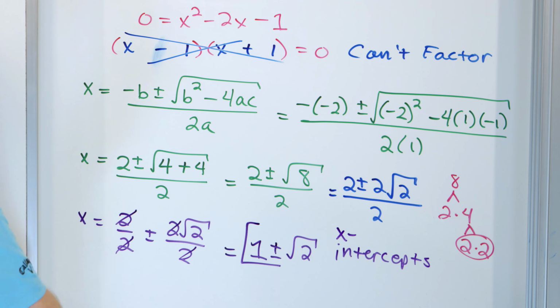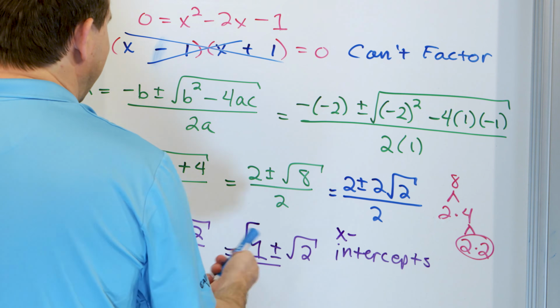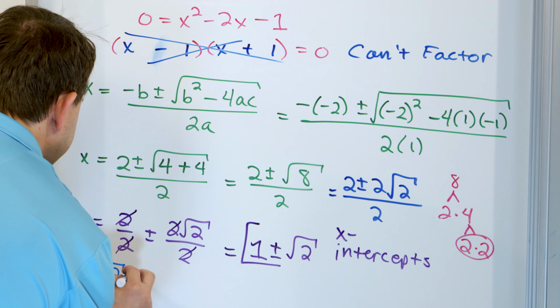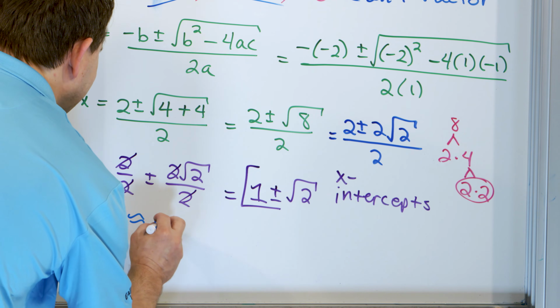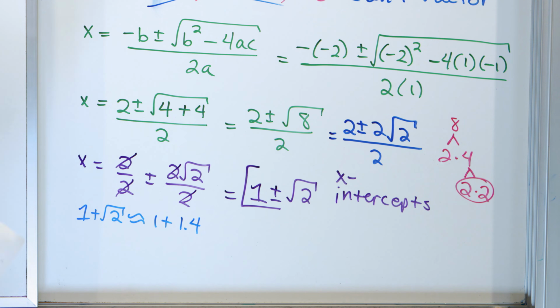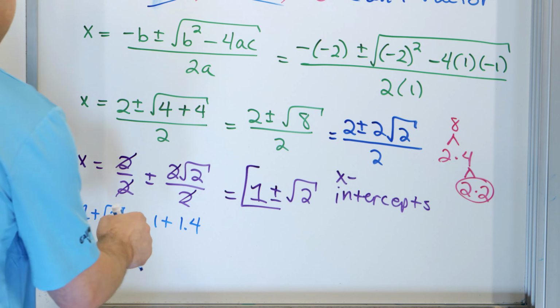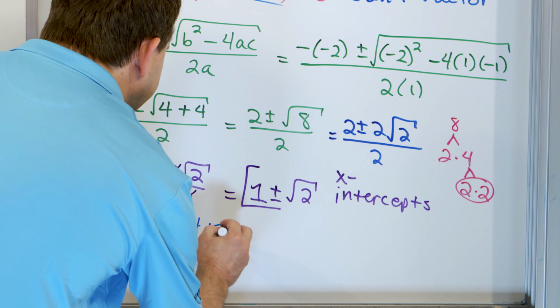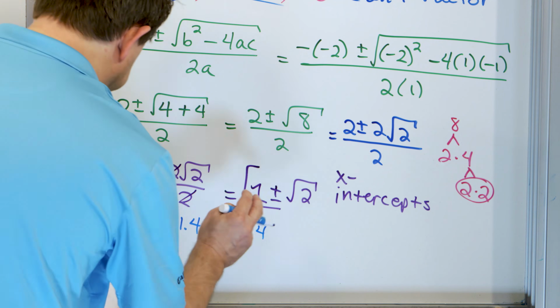X-intercepts. But for the purpose of graphing, it's kind of hard to figure out where that really is. So what we do is we say 1 plus the square root of 2 is approximately equal to 1 plus, and the square root of 2 is about 1.4. It's got infinite decimals after it, so I'm truncating it, but it's about that, 1 plus 1.4. And that's going to be approximately equal to 2.4.